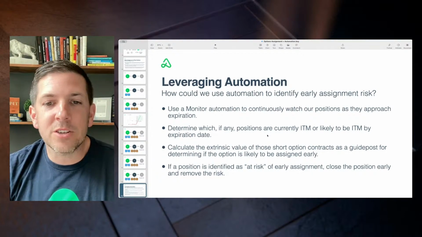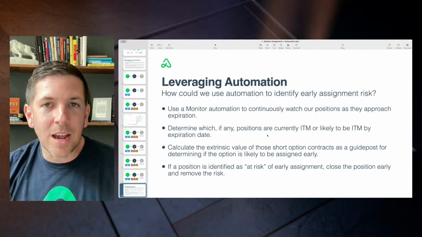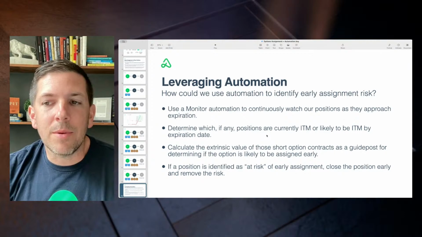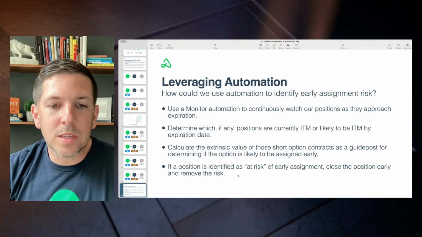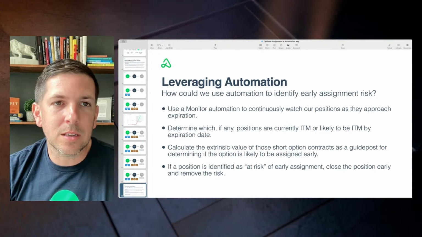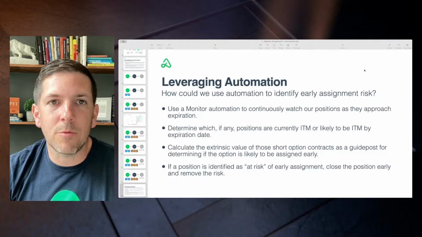So finally, if the position is identified as at risk of early assignment, however you want to classify it, then you can have your automation close the position and remove the risk. Okay, it can close the position and it can remove the risk.